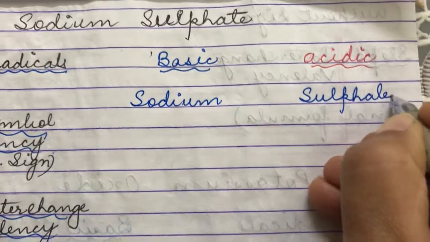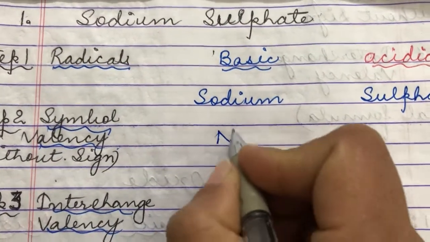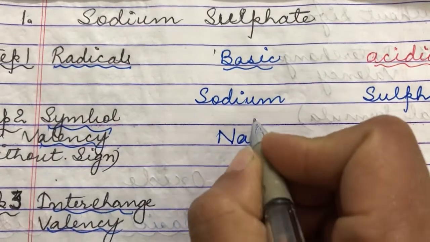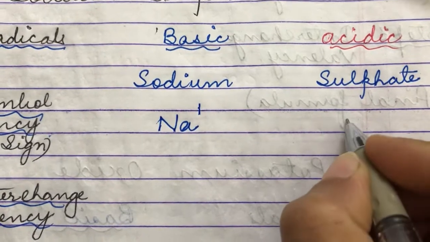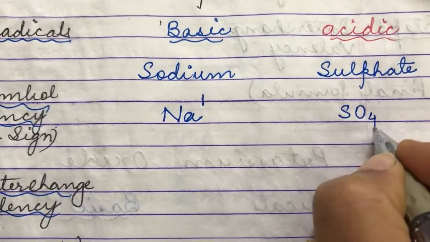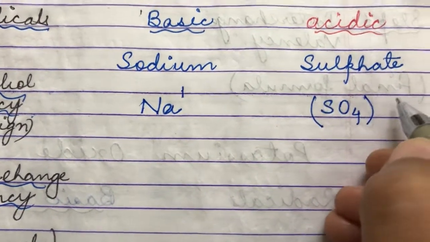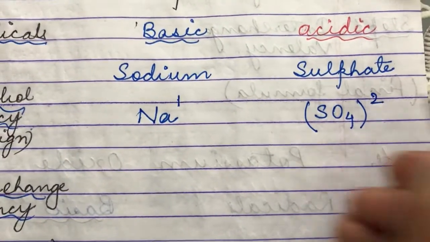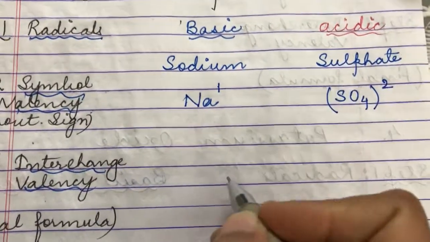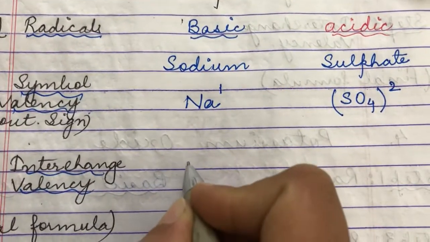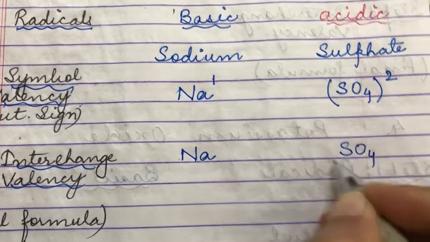Now in the next step, we write the symbol and valency. Symbol of sodium is Na, and we write the valency without the sign. So we write Na1, and since SO4 has two different atoms, we put SO4 in a bracket, and we put 2 in the superscript as 2 is the valency of sulfate. In the next step, we interchange valency. We write Na as it is, and SO4 as it is.